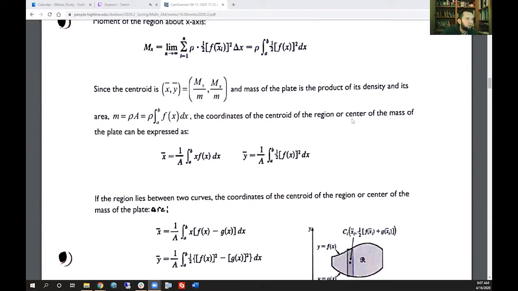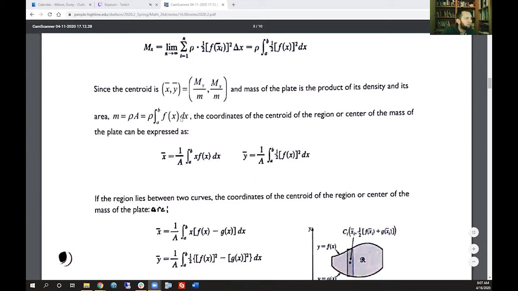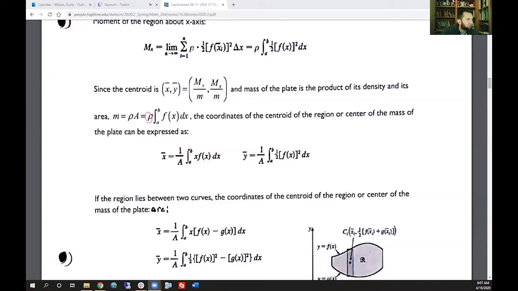The coordinates of the centroid of the region, or the center of mass of the plate, can be expressed as the following. Notice that the rhos all go away, and the reason is because you have the rho out in front of the mass integral, and you have the rho in front of the moment integral, and these two rhos cancel each other out. So assuming you have uniform density, the rhos cancel out, and we end up with this formula that x bar is equal to 1 over the area times the integral from a to b of x f of x dx.